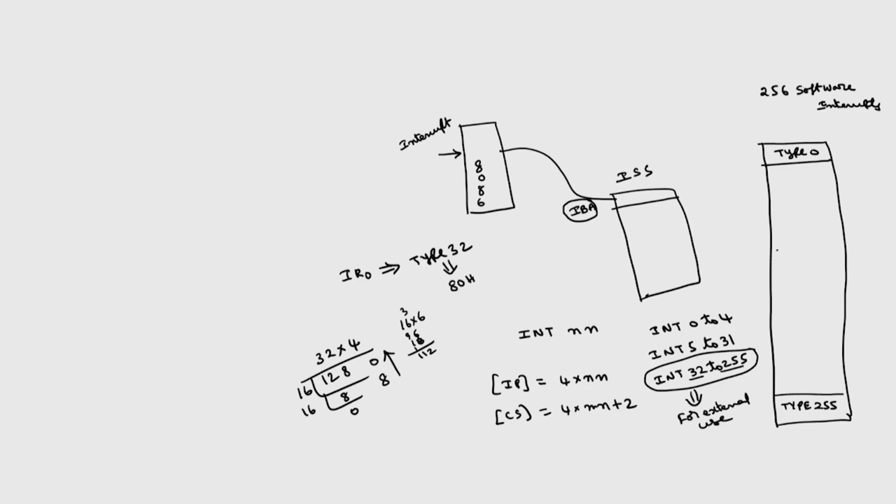So at 00080H and 00081H you have to store IP, and at 00082H and 00083H you have to store CS. Then you have to jump to the corresponding address. So here the IP values will be there, and here the CS values will be there. Using these IP and CS values, it will compute the interrupt branch address.